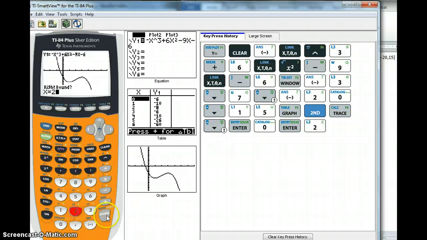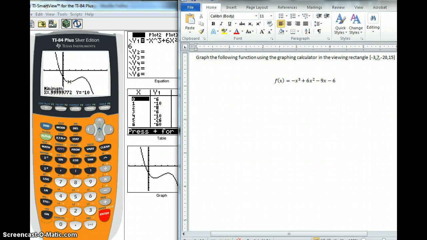So I'm going to enter in 2, enter one more time, and we can see that the minimum is 0.999999972. We're going to assume that that is the x value of 1. When you have that many digits, the calculator does have some errors, so we know that the minimum is going to be 1, negative 10. So I'm going to jot that down just to remember. The minimum, or that lowest value, is going to be 1 comma negative 10. Again, I'll address this further as far as maxes and mins in the next video.